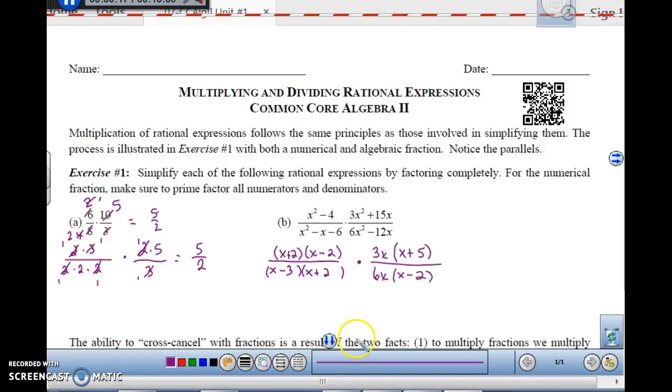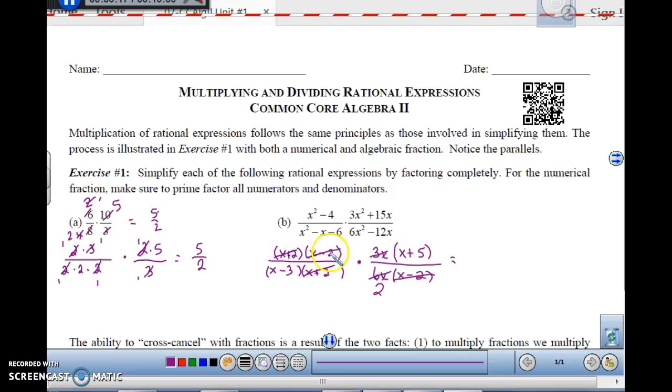I want to cancel. Remember, you can cancel factors up, down, and diagonally, but they must be identical. Okay, so let's look up and down. Well, x plus 2 and x plus 2 will cancel each other. Over here, 3x will cancel 6x, leaving just a 2. Okay, diagonally, x minus 2 will cancel x minus 2. And I think that's it, that's what's left. Everything else doesn't cancel.